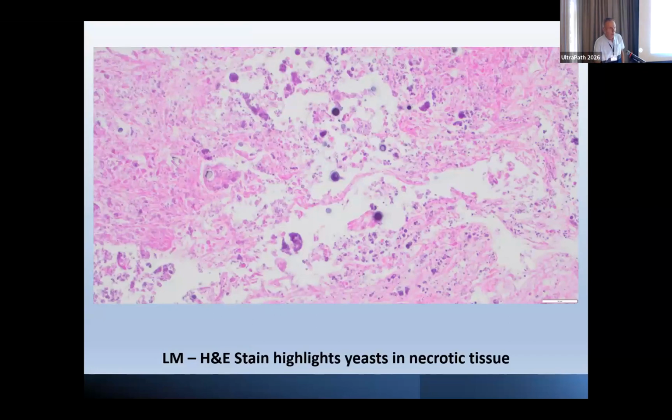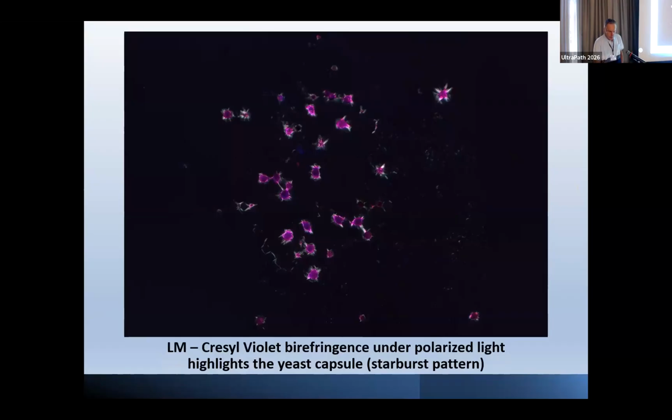So eventually the light microscopy was available, and this is an H&E stain showing the necrotic debris, and you can see the yeasts in amongst the necrosis. And this was such a beautiful image that I had to include it. This is a cresyl violet stain, birefringence under polarized light, and it highlights the yeast capsule, and it's called the starburst pattern. I had to check with the pathologist what this was, but had to include it. It's a beautiful stain.